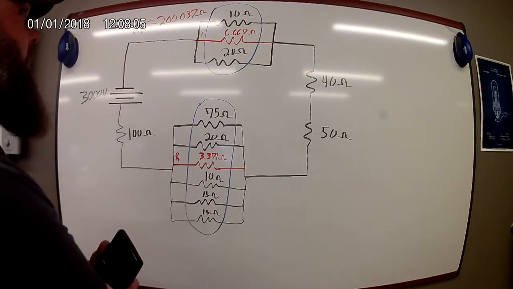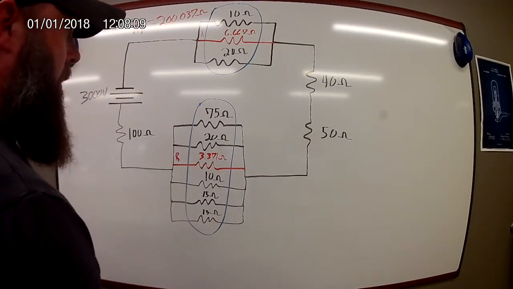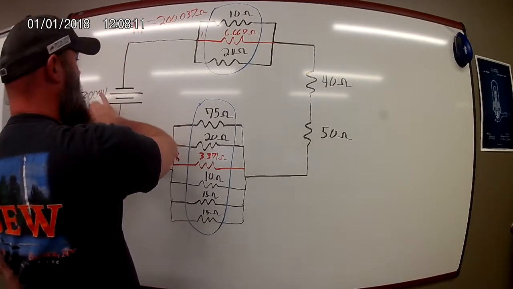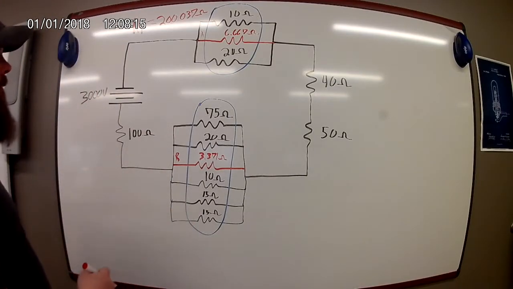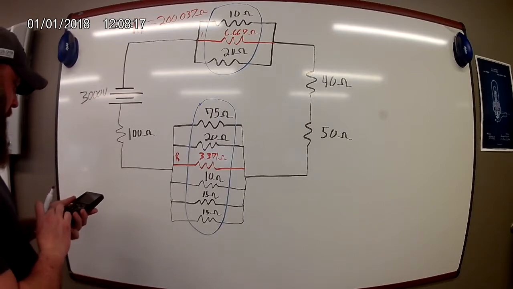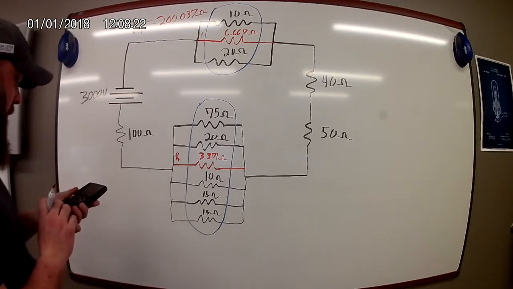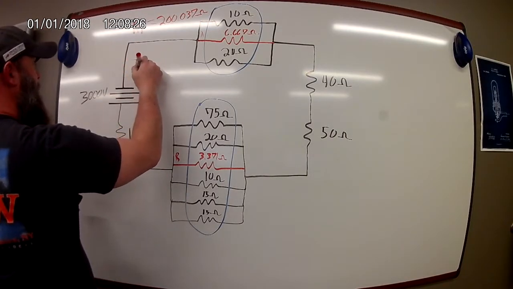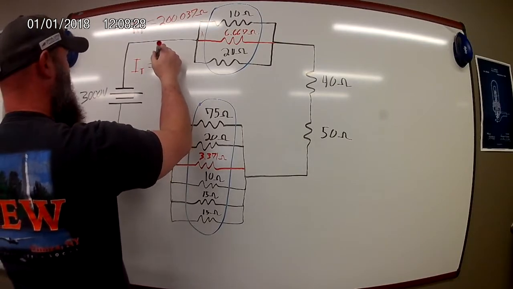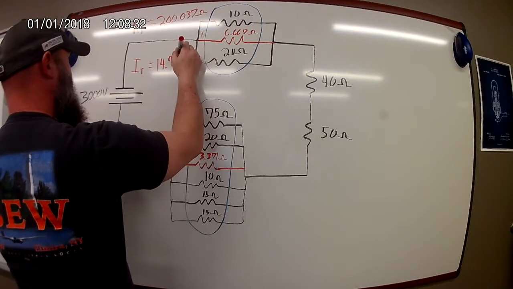Now remember, I didn't round any of my numbers off. I kept the number in its entirety because I wanted to keep it as accurate as I possibly can. So now we know our resistance total, we know our voltage total. So E divided by R equals I. So 3,000 divided by our RT of 200, IT is equal to 14.997.